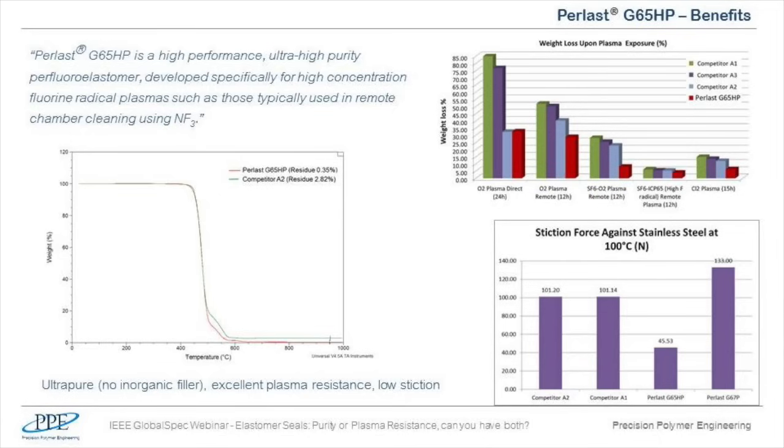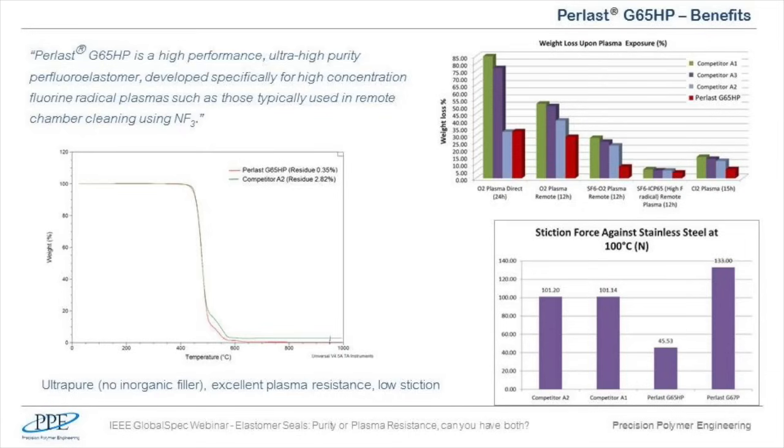Now, I have a special slide about Perlast G65HP. The plasma chart you see on the slide is the same as the last one. I'm just showing different competitor materials here. The competitor materials on the chart alongside Perlast G65HP are fully organic, except competitor A2, the blue one. As you can see from the chart, G65HP has better overall plasma resistance than the others, even though competitor A2 is filled with inorganic filler.